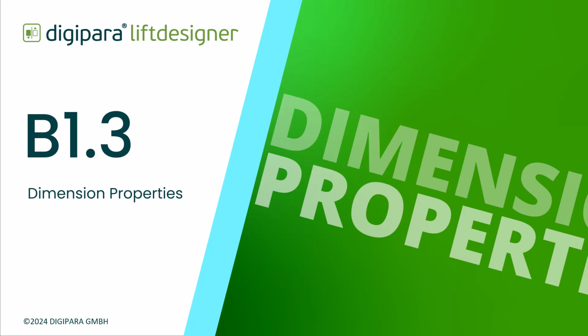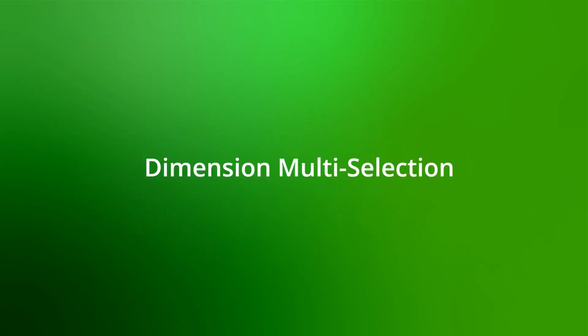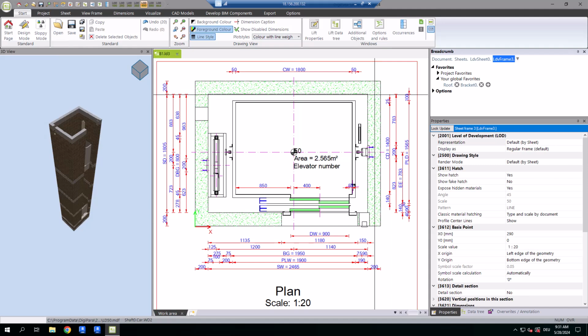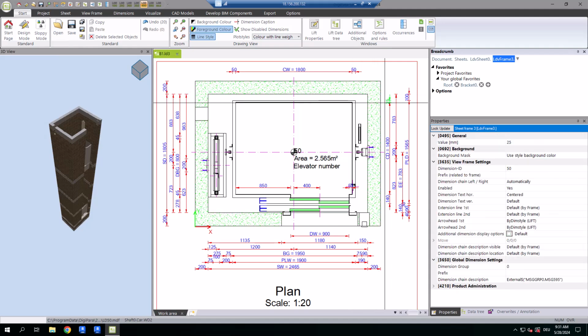In this video, I'll guide you through various dimension properties and how to effectively use them. Let's dive right in! Let's start with the dimension multi-selection. Dimension properties are displayed by clicking on a dimension in the drawing.